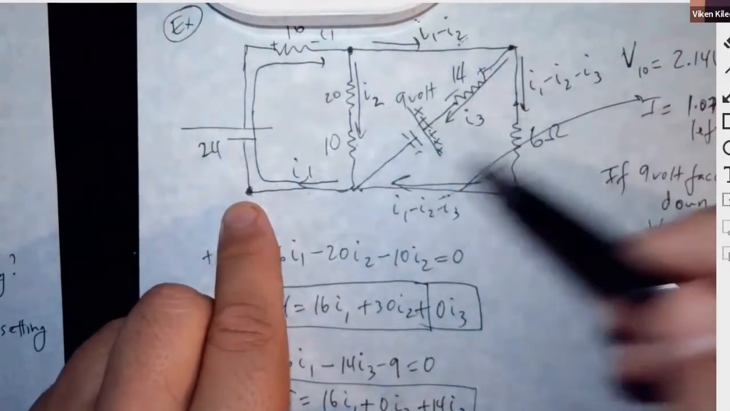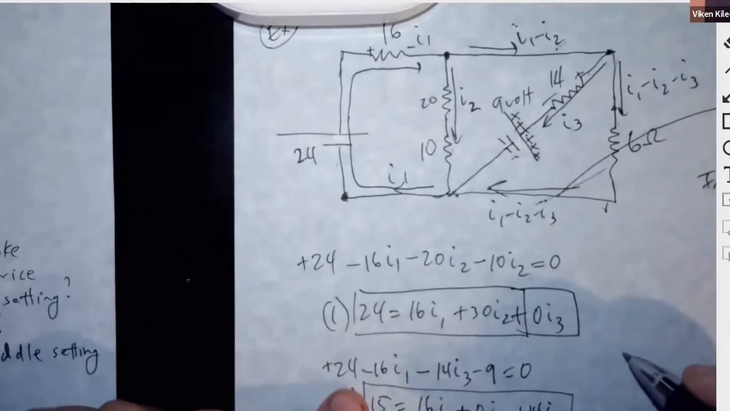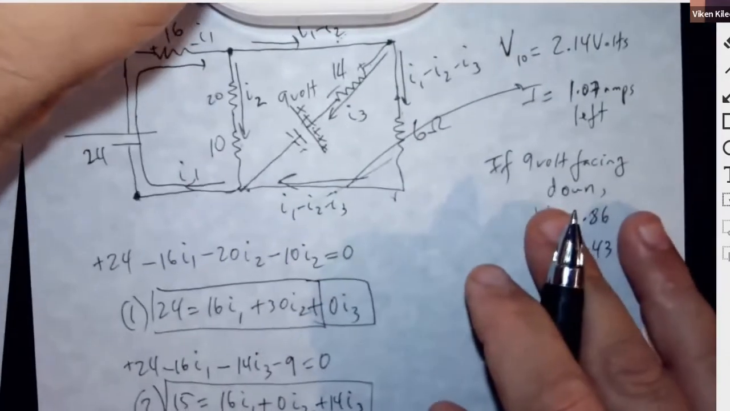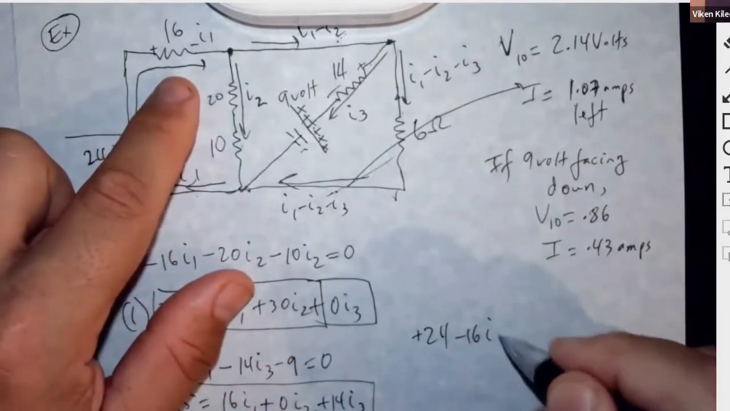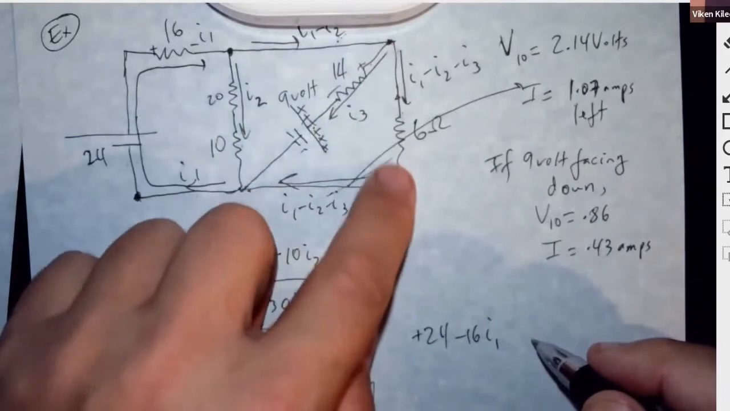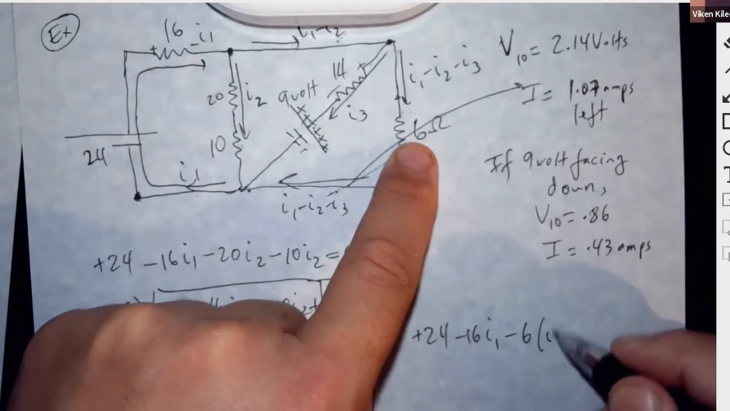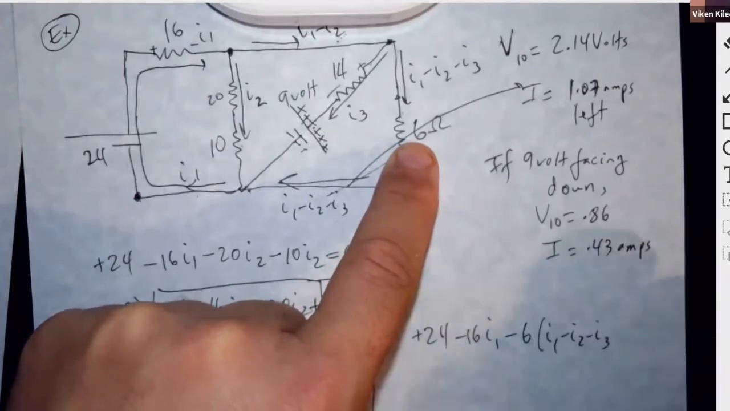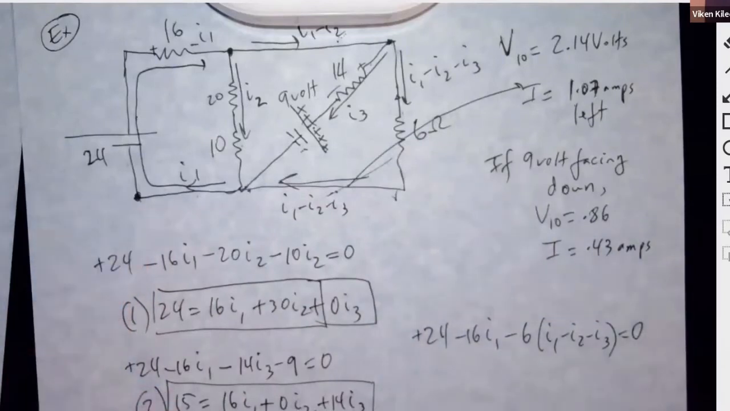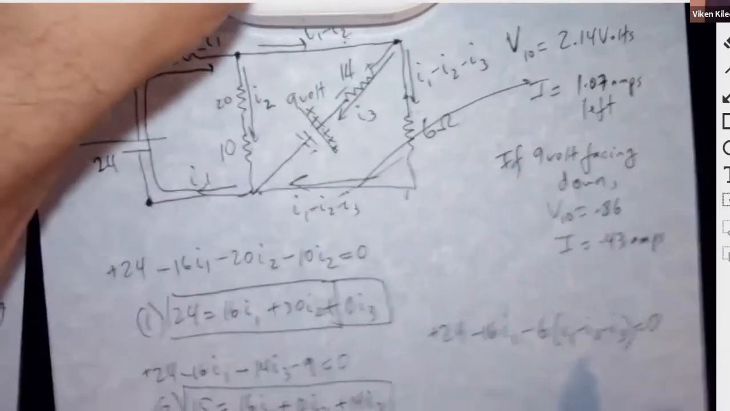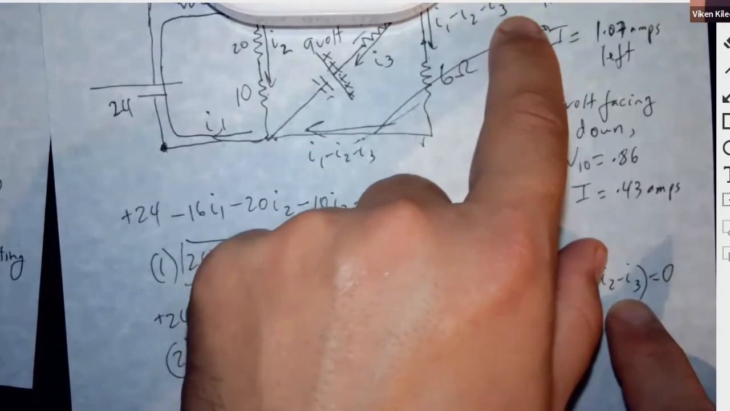Then I can go down. So then I'm just going to do 24, and let's put it here. So positive 24, and then negative 16 I1. Then nothing here, and then here's going to be negative 6 I1 minus I2 minus I3. And then nothing, nothing, nothing. That's it. Okay, so this one had the most number of i's because of this guy, I1 minus I2 minus I3.